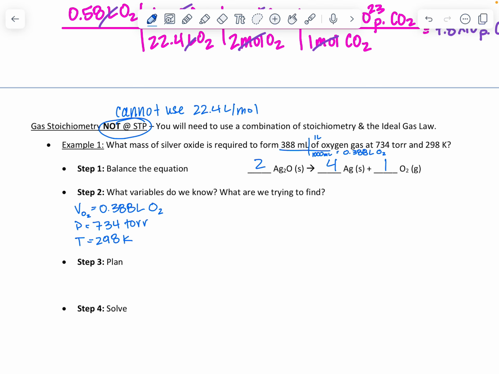What are we trying to find? It asks us what mass of silver oxide. So we are trying to find the mass of Ag2O. We don't know that. So we're going to make a plan. How can we go from oxygen? We know that we're going to form 388 milliliters or 0.388 liters of oxygen. How can we go from that to the mass of silver oxide?